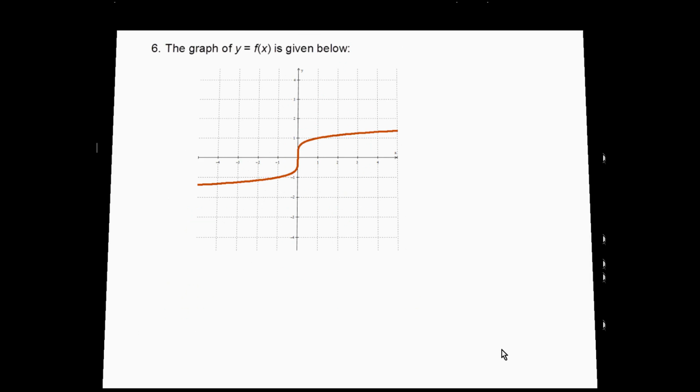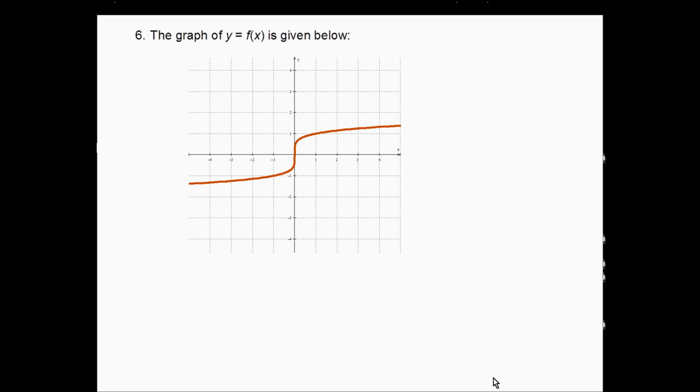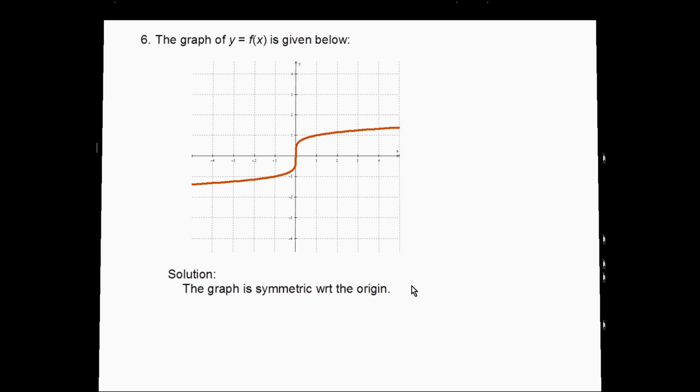And let's try one more. I got this funny looking one. I believe this may have been one of our pictures when we first began talking about symmetry. If you fold along the y-axis, this piece has nobody to match up with. If you rotate this picture through 180 degrees, this piece will become that piece. It is symmetric with respect to the origin. That means it's odd.